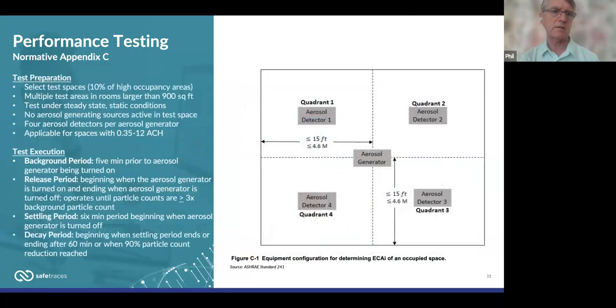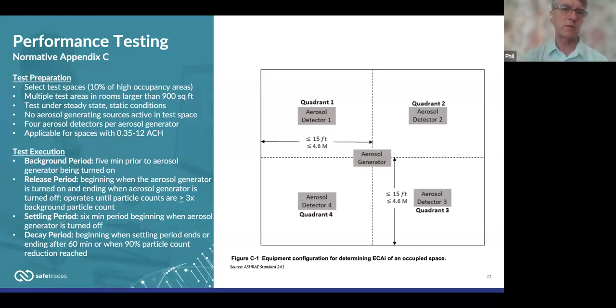The next slide, please. So the way you do it is the test is suitable up to about 900 square feet, and you put the aerosol generator in the center of the room, and you do 4 quadrants. I should have mentioned first, the test preparation: you have to select 10% of the high occupancy areas by type. So if you have conference rooms or break rooms or a gym workout area or something, these are all different types, and you have to select 10% of each of those different types and then go in and directly evaluate those within a building.